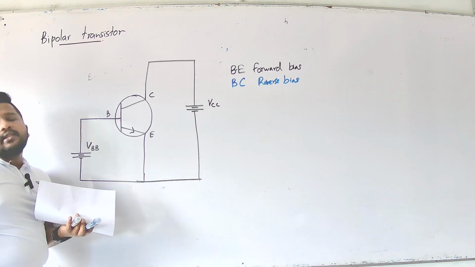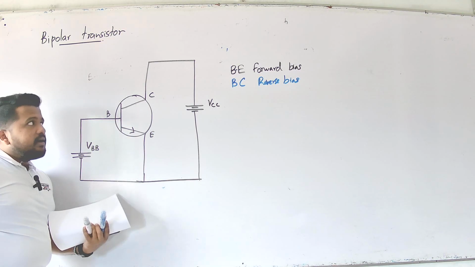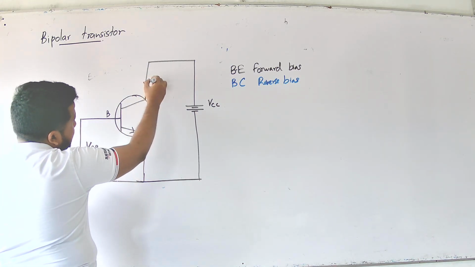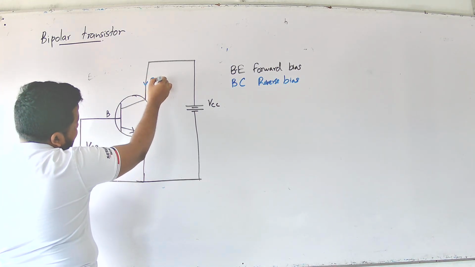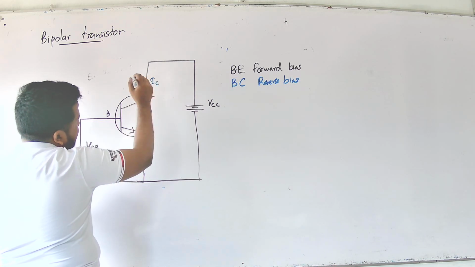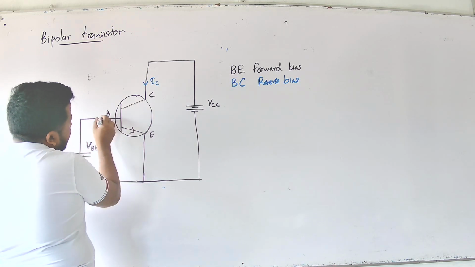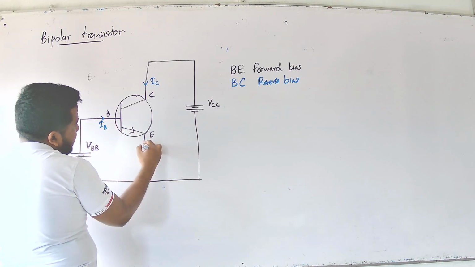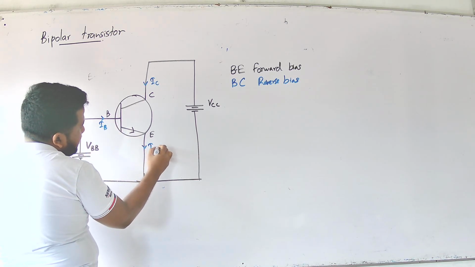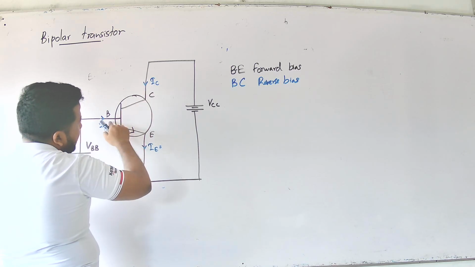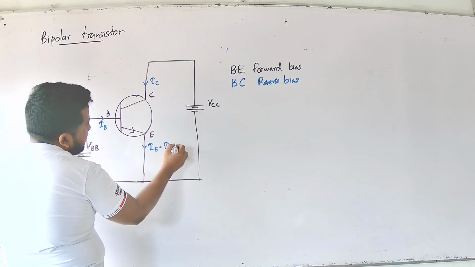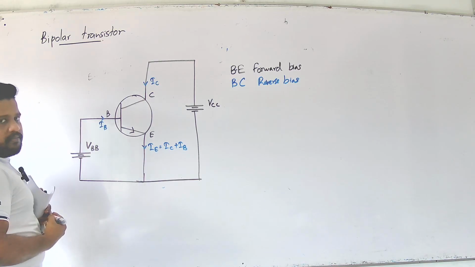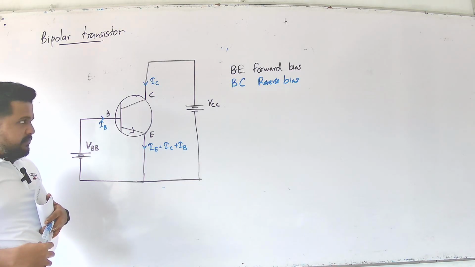So when we are using this transistor, we are taking some current, right? This current is called the IC current, and this is called the IB current, the current of the base. Then this one is the IE current. So the IE current contains IC plus IB, right? So these are the representations. Okay.